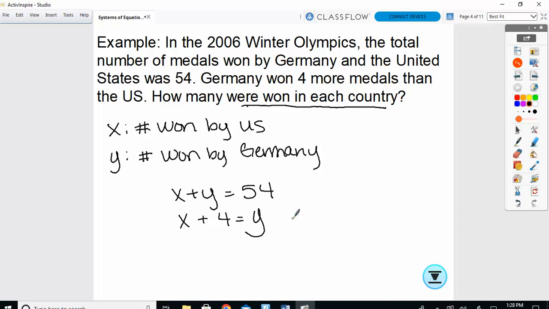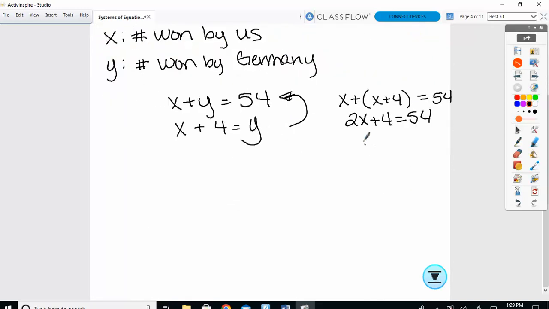Substitution. We could easily just substitute the second equation into the first. So we would have x plus, substitute x plus 4 for the y, equals 54. Subtract over the 4, divide by 2, and we get 25. So then we need y. We know y is x plus 4, so 25 plus 4 is 29.